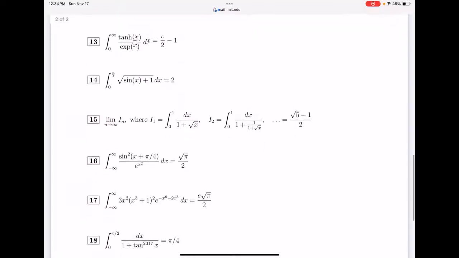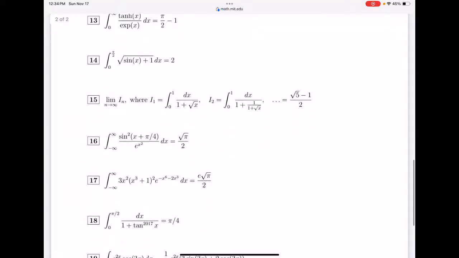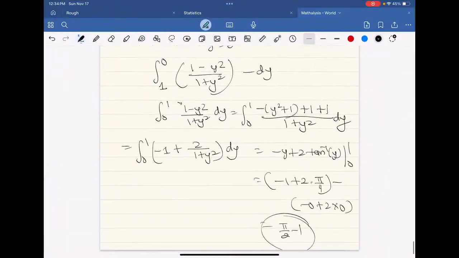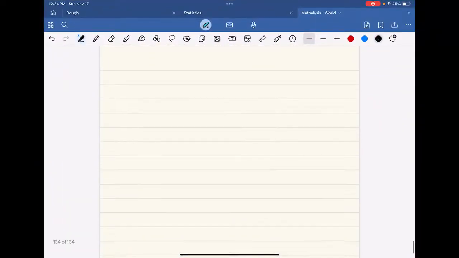Yeah, let's go to the next one. Question 14: integral from 0 to pi by 2 of square root of 1 plus sine x dx. How do I solve this?